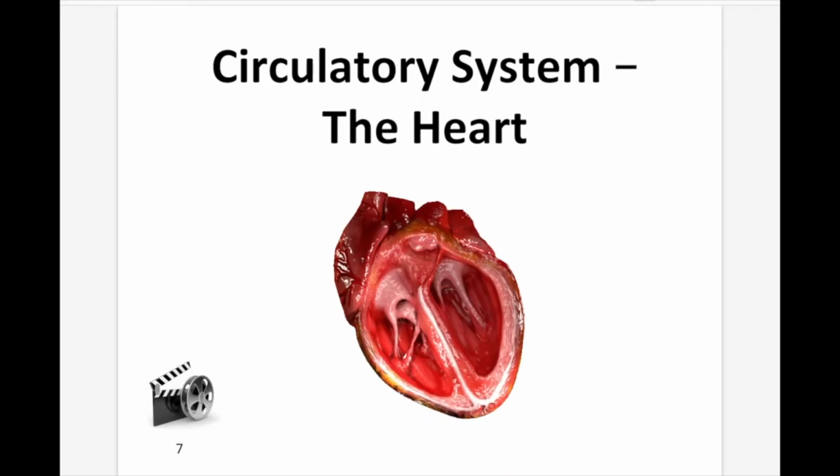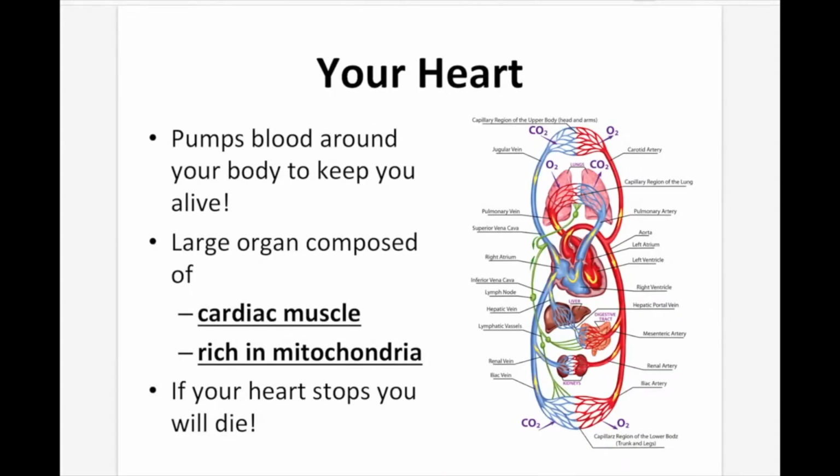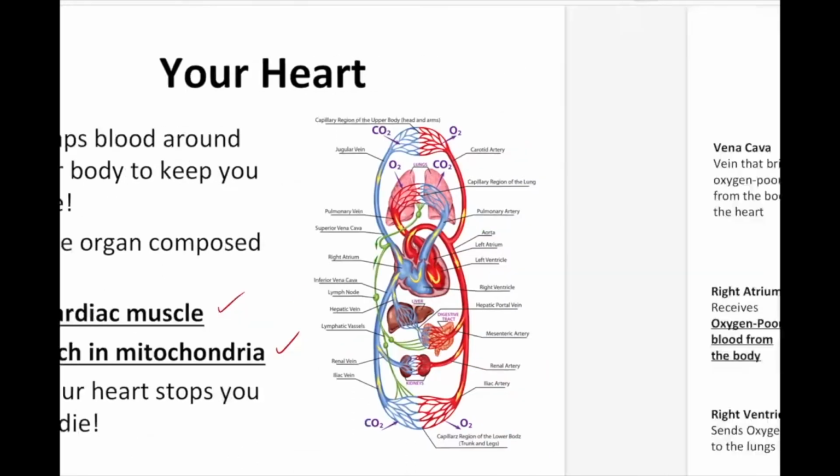Circulatory system, the heart. Your heart is going to be the thing that pumps blood around your body to keep you alive. It's a very large organ composed of cardiac muscle, and it's going to be rich in mitochondria. It's going to be rich in mitochondria because it needs to do a lot of work, therefore it needs a lot of energy. And if your heart stops, you die.